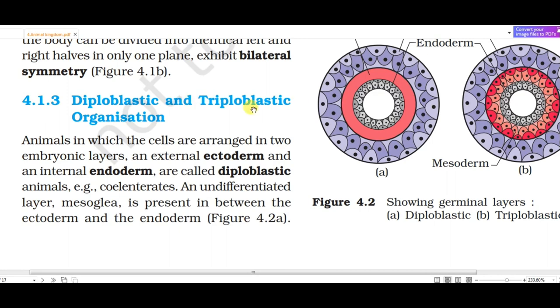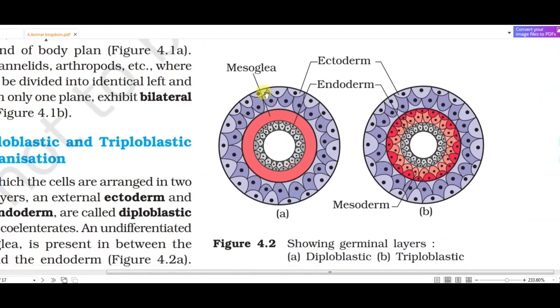Diploblastic and triploblastic organisms. Animals in which cells are arranged into two embryonic layers, an external ectoderm and an internal endoderm, are called diploblastic animals. Example, coelenterates. An undifferentiated layer, mesoglea, is present in between the ectoderm and the endoderm. We can see this in diagram 4.2. The outer one is known as the ectoderm and the inner one is known as the endoderm. The middle one is known as mesoglea. And here we can see that in triploblastic animals we know it as mesoderm.